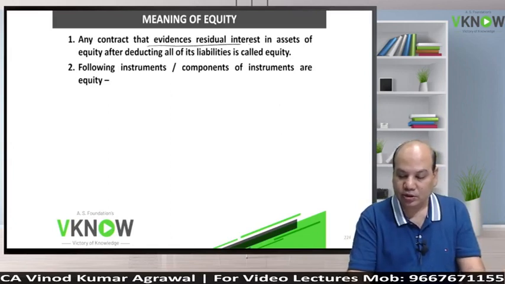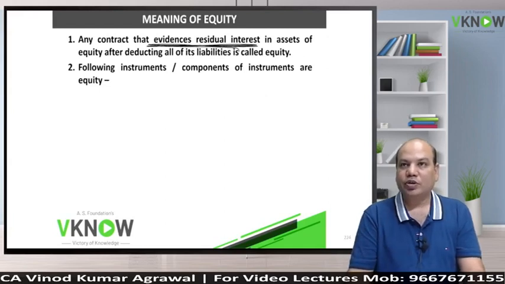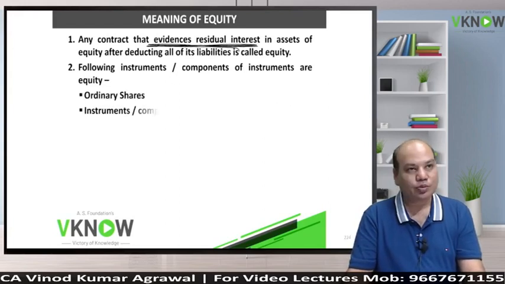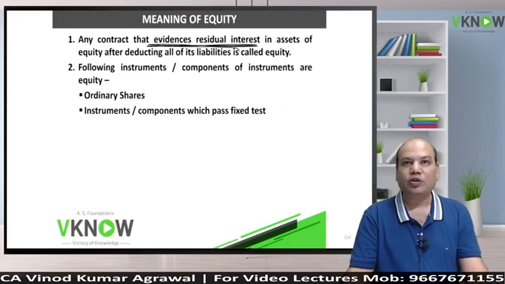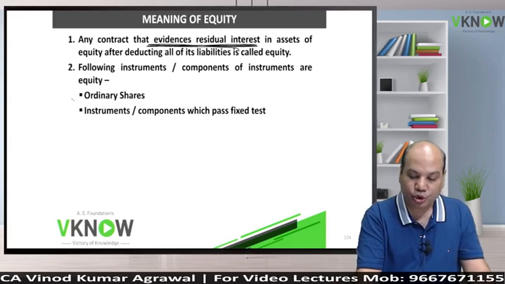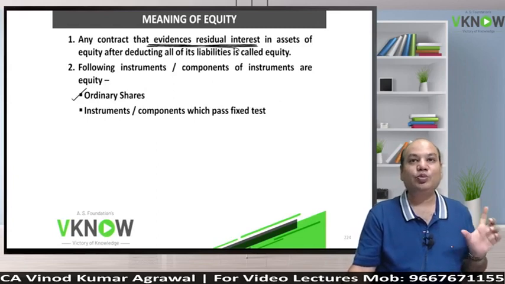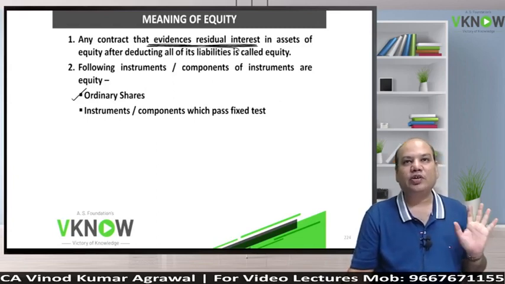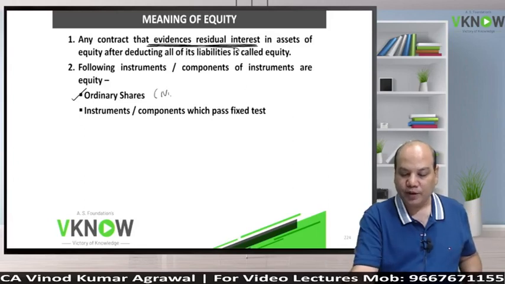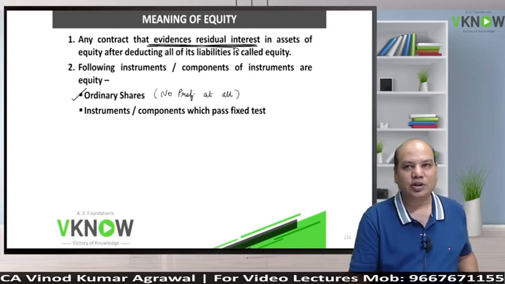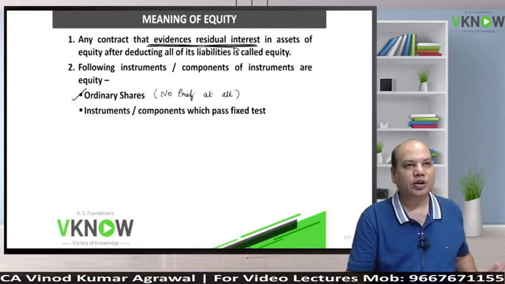So one has to see whether the holder of the instrument has a residual interest in the net asset of the enterprise. Following instruments or components of an instrument are equity instruments. For example, ordinary shares. Remember, the standard does not use the word equity share. It uses the term ordinary share. Ordinary shares means no preference at all. No preference at the time of dividend. No preference on repayment of capital. That is why they are called ordinary share. So equity share is the example of ordinary share.